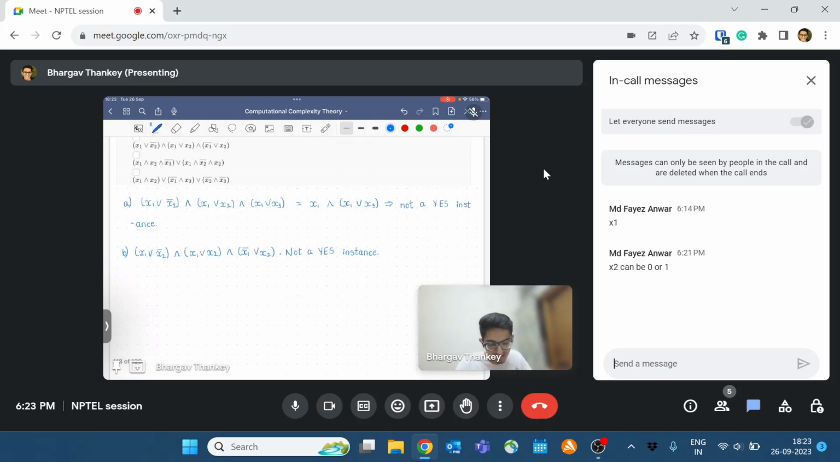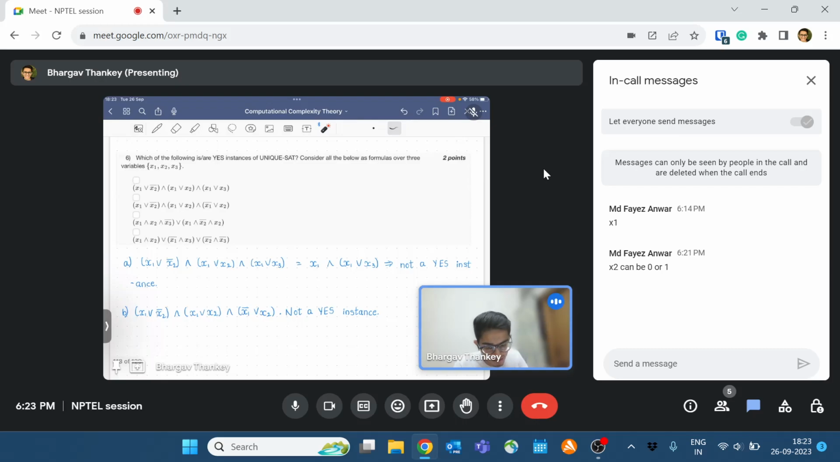Again, we are supposed to be considering these as formulas over three variables. So because the third variable is not here, it can take any value, right? 0 or 1. So there are two possibilities. Either this formula is false, in which case this is directly a no instance of unique set, right? Another case is this formula is satisfiable, but in that case, x3 can take any assignment and that would still give you a satisfying assignment, right?